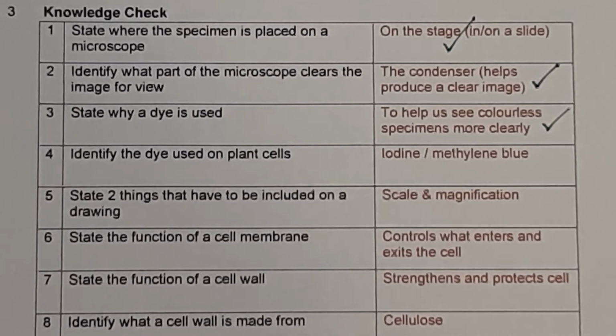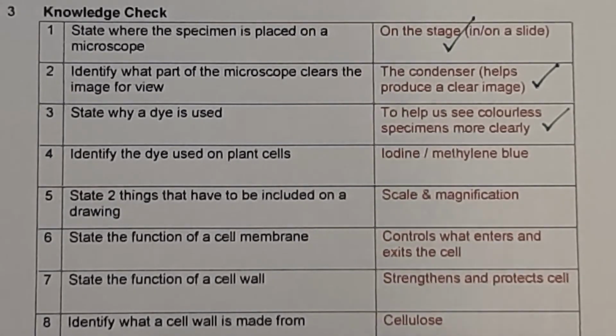When you take a very thin section of something like an onion cell or an onion plant, you get to see these cells, but they're so thin, they're see-through. Giving a stain to it allows you to see the edges of all the structures and the details inside each of those cells. Question 4. Identify the dye used on plant cells.